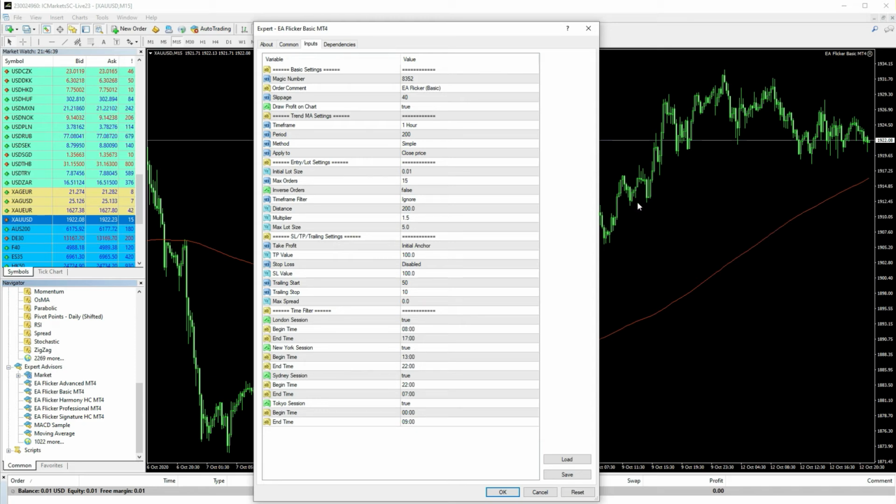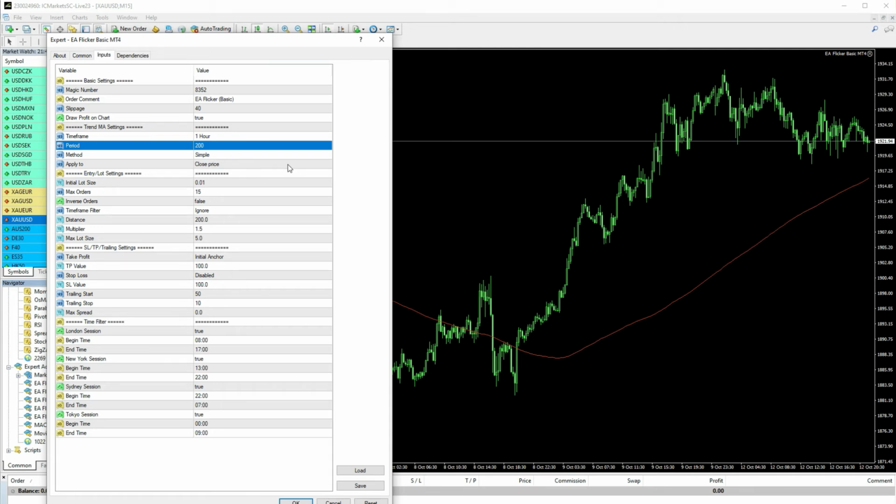Now you can define which time frame to draw the trend here. Time frame 1 hour, 200. Okay, simple close price. So we are trading on this. Now if you are using this, and if your inverse orders is set to false, like the default, then when the candle is above the red line, it will open a buy position. If it's below the red line, it will open a sell position.